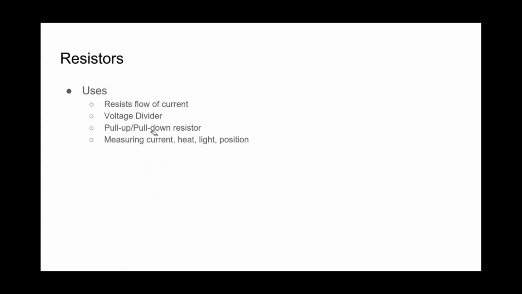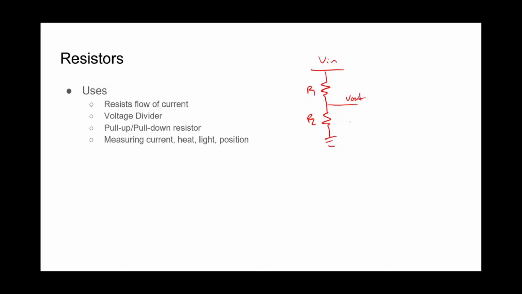All right, now that we have that out of the way, let's talk about measuring heat or light or position. So the simplest one I like to talk about is measuring position or light. We're going to go back to that voltage divider equation. So that's ground. That's great. And we have our V in, R1, R2, and V out. So let's start with measuring light.